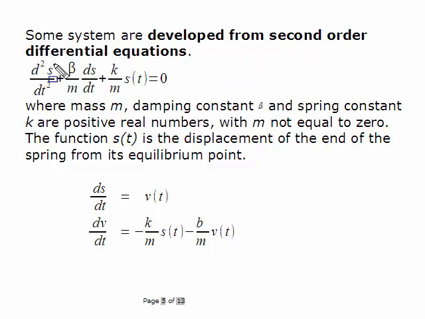Here is the equation for a harmonic oscillator, that's the spring and mass system. So k is Hooke's constant, m is the mass, and beta is some kind of friction or damping coefficient. Now this is a second order equation.